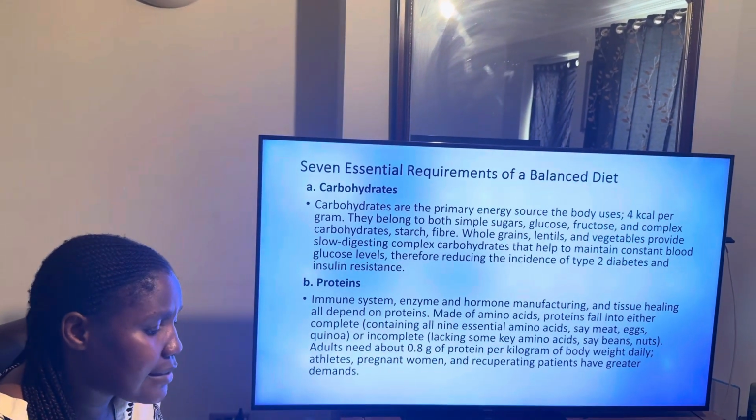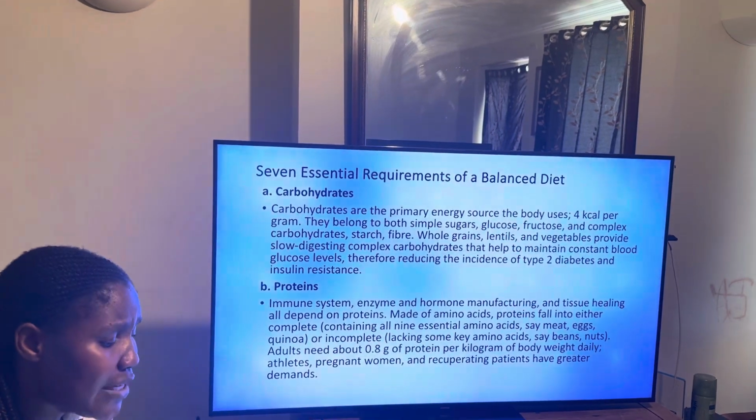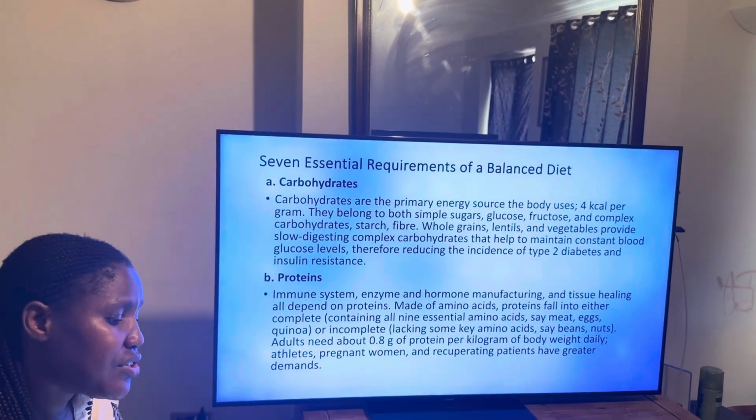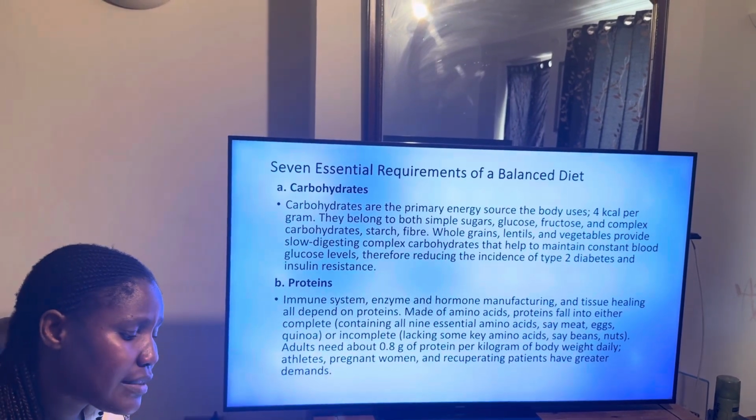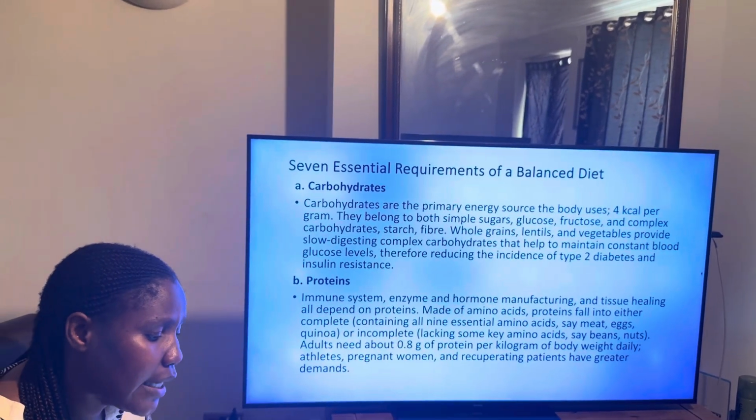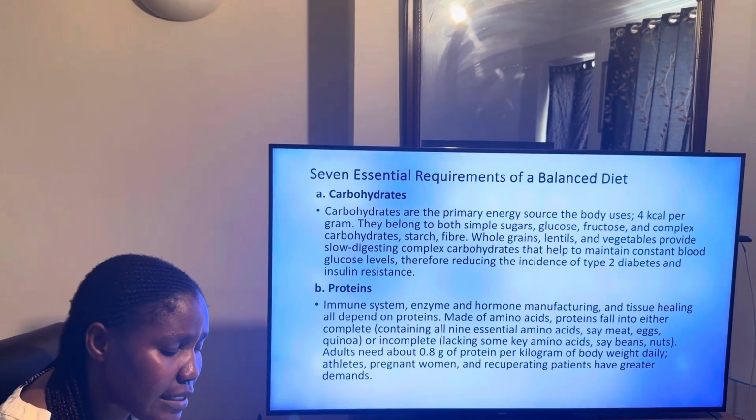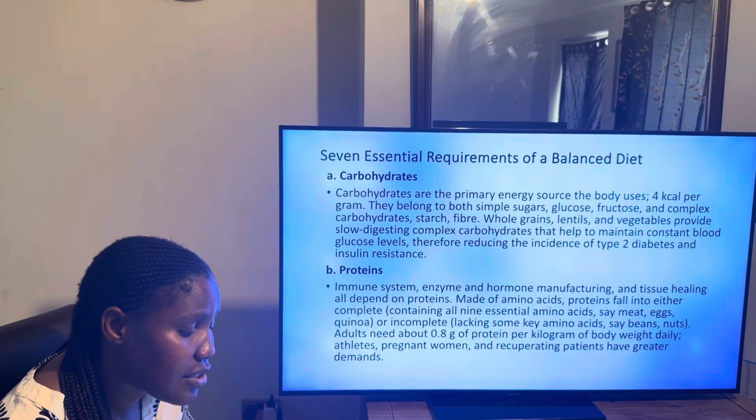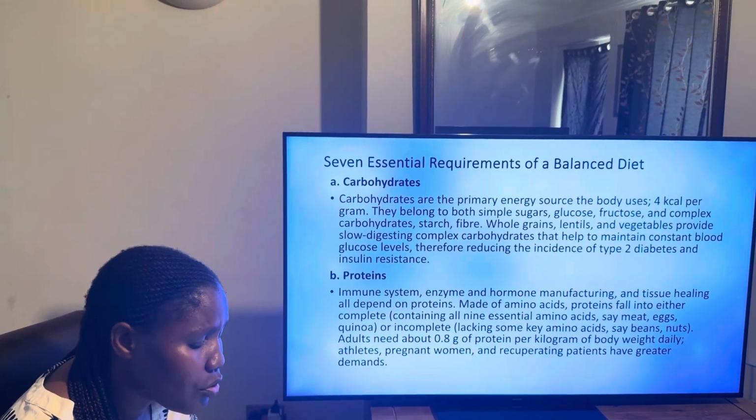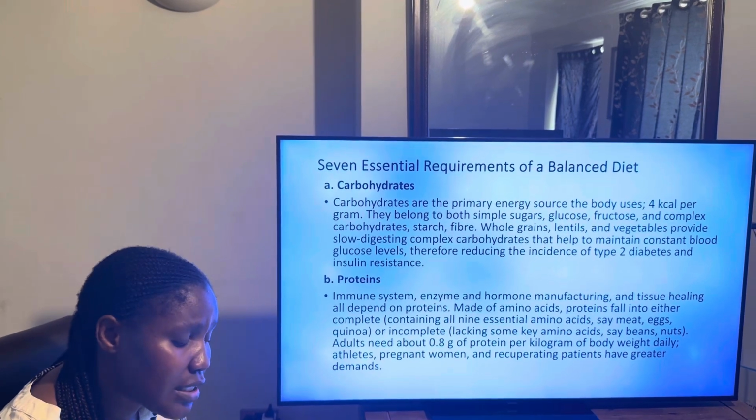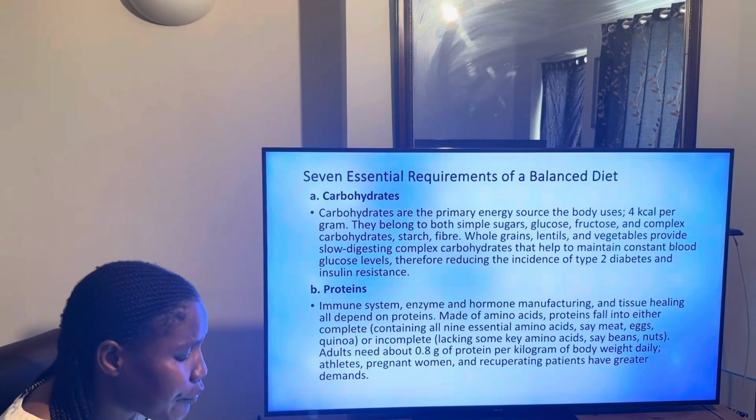We have the 7 essential requirements of a balanced diet, starting with carbohydrates. Carbohydrates are the primary energy source for the body. They include both simple sugars, glucose and fructose, and complex carbohydrates. Starch, fiber, whole grains, lentils, and vegetables provide slow-digesting complex carbohydrates that help to maintain constant blood glucose levels, thereby reducing the incidence of type 2 diabetes and insulin resistance.